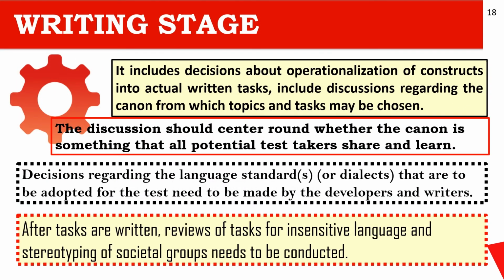The writing stage includes decisions such as operationalization of constructs into actual written tests, and discussions regarding the canon from which topics and tests may be chosen. The discussion should center around whether the canon is something that all potential test takers share and learn. Decisions regarding the language standards or dialects that are to be adopted for the test need to be made by the developers and writers. After tests are written, reviews of tests for insensitive language and stereotyping of societal groups need to be conducted.